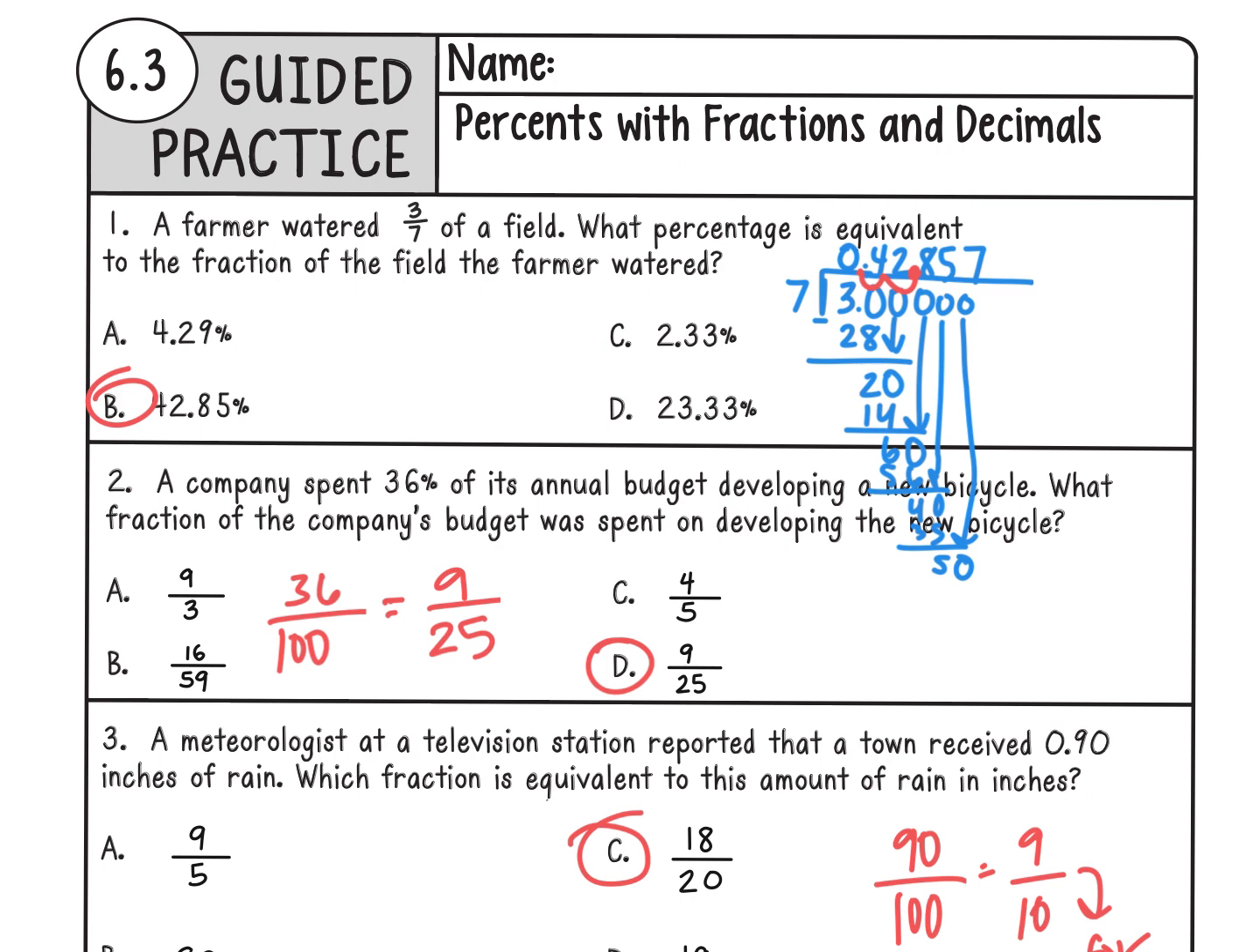So I'm going to move that decimal 2 places. You can see it in red. I move that decimal over and it ends up between the 2 and the 8. You can see that B is the one that matches up to that. Any questions on number 1? Did we do okay on that one?